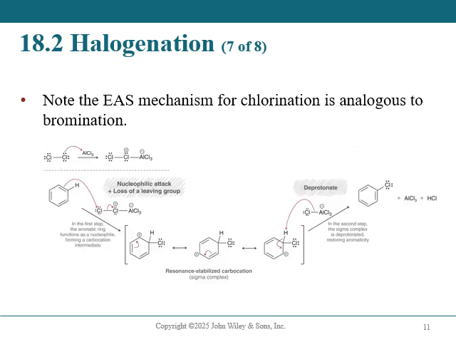Note that the electrophilic aromatic substitution mechanism for chlorination is literally the analog of what you saw for bromine. So you have the nucleophilic attack, loss of the leaving group, formation of the sigma complex, and then the return of your aromaticity. So it's exactly the same thing. If you know one, you know the other. Just change the bromine for the chlorine.